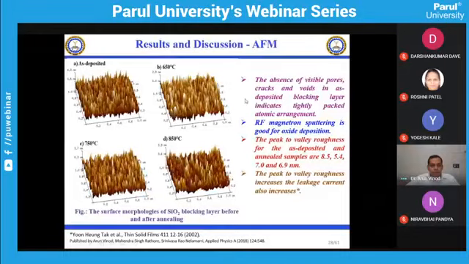As previously, we can see the absence of any visible pores, cracks, or voids in the figures shown here, and it shows that RF magnetron sputtering is a good technique for the deposition of oxide materials, as previously reported by many researchers. And we can see the peak-to-valley surface roughness decreases with the annealing.